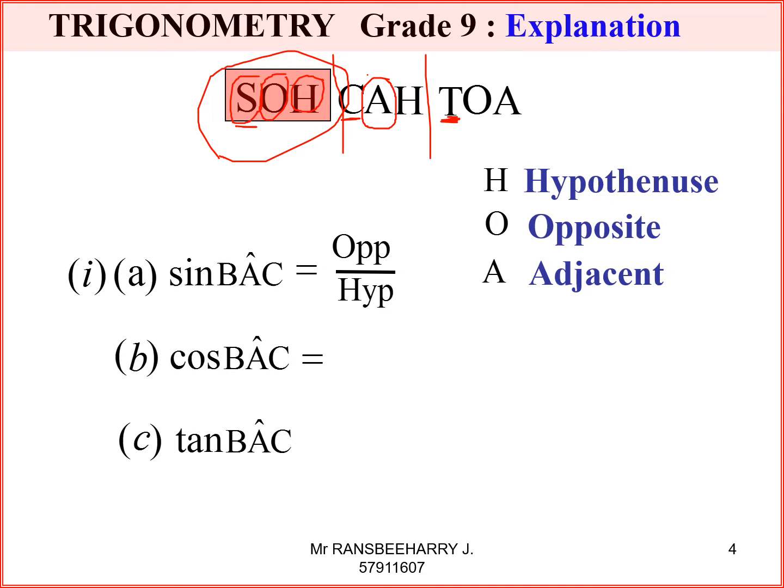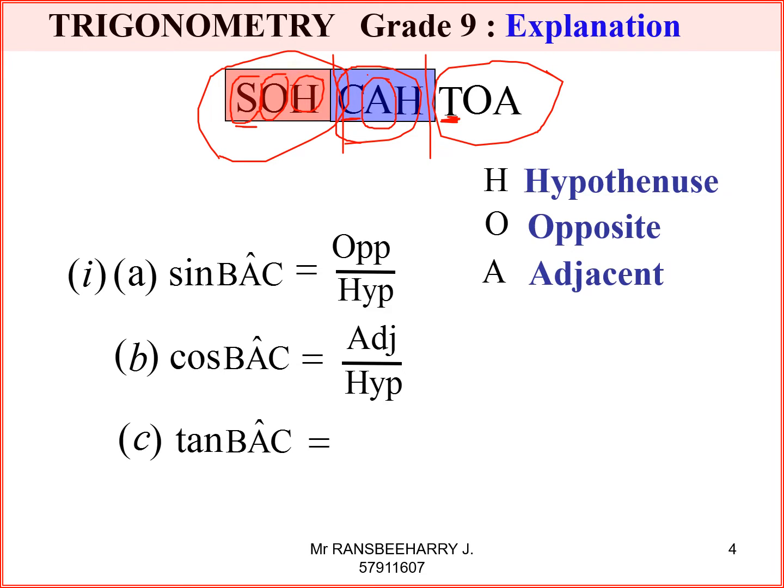Now secondly we have cos BAC. So here C means cos, CAH means adjacent over hypotenuse. Adjacent over hypotenuse. So for the third part, T means tan. TOA, tan is equal to O over A, opposite over adjacent. So tan is equal to opposite over adjacent.